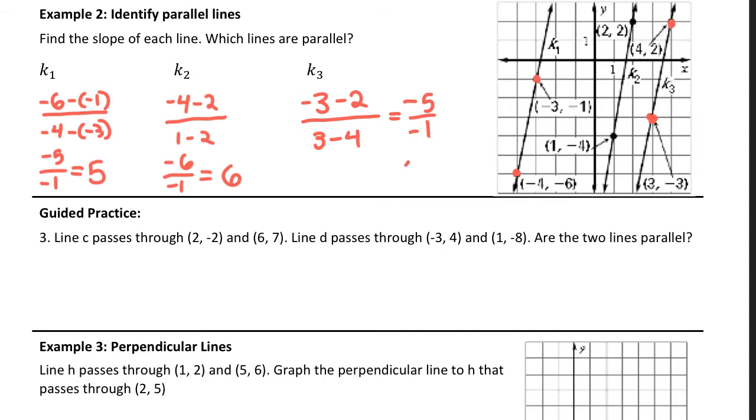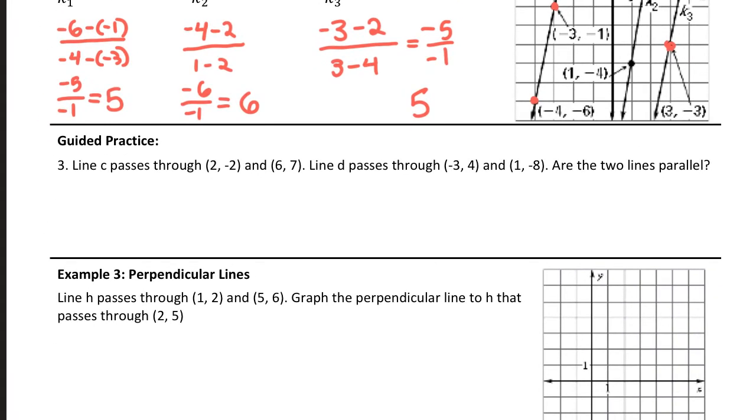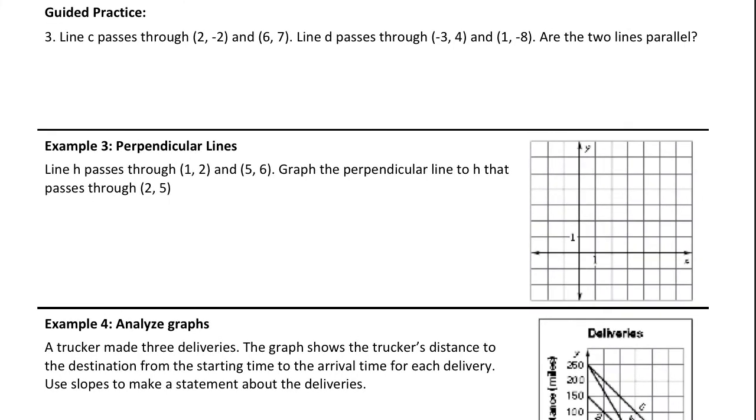That slope is 5. So the lines that are parallel, I'm going to write it in this little margin up here. K1 is parallel to K3, all right, because they have the same slope. So parallel slope means the two lines have equal slopes.